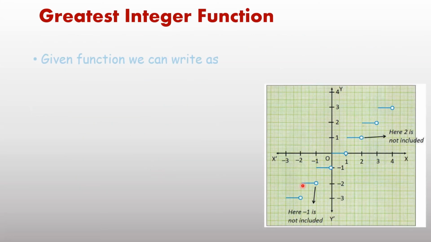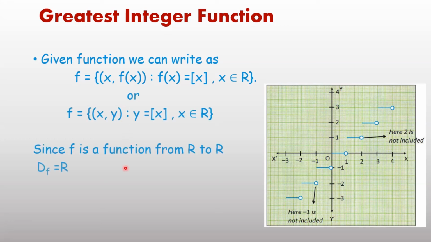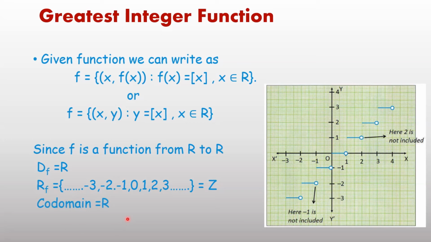Next, domain. The set of (x, y) with y equal to the greatest integer function of x, x belongs to R. So the domain, since it is a function from R to R, means any real number we can take as the value of x, so the domain is the real numbers. But the range, you will always get integers: values of f(x) like 0, 1, 2, 3, 4 or minus 1, minus 2, minus 3 and so on. It means the range is the integers and the codomain is the real numbers.